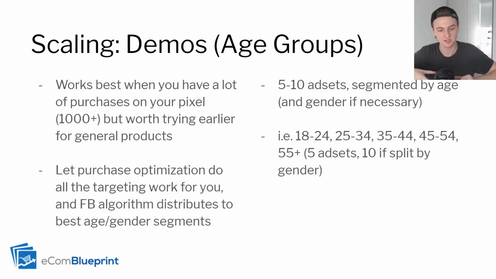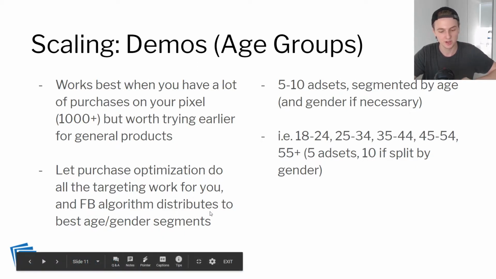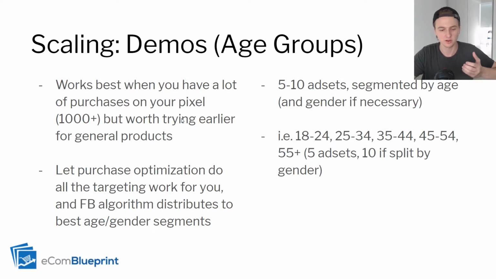All right, so another one of the scaling campaigns that I use, I like to call it demos, and this is just age and gender groups. The idea is that you let purchase optimization do the targeting work for you, and the Facebook algorithm with campaign budget optimization distributes the budget to the best age and gender segment. This works best when you have a lot of purchases on your pixel, because you're not going to do any interest or lookalike audience targeting, but rely on purchase optimization to pick out the right people for you. And this is what purchase optimization does.